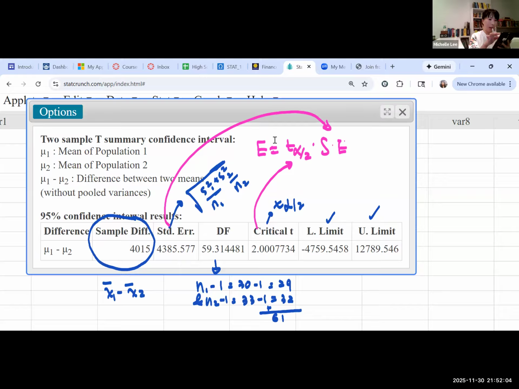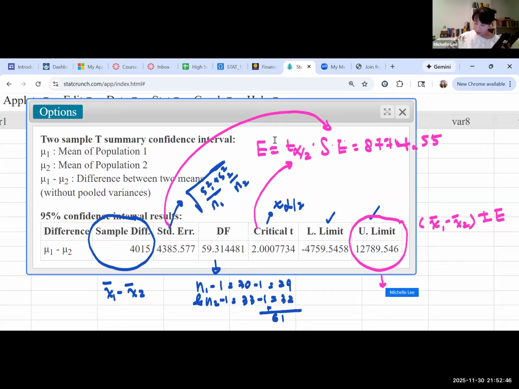If we calculate, I have the number 8,774. And since we talk about money, let's round to two decimal places, which is 55. Okay, then let's calculate it the other way. This is a little bit special. We have lower limit and upper limit, which will be x sub 1 minus x sub 2 plus or minus margin of error. Then we have the upper limit, and we can subtract x sub 1 minus x sub 2, then we get the margin of error. Is it clear to you?